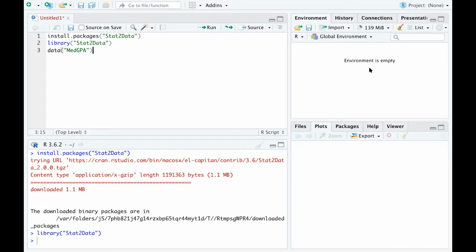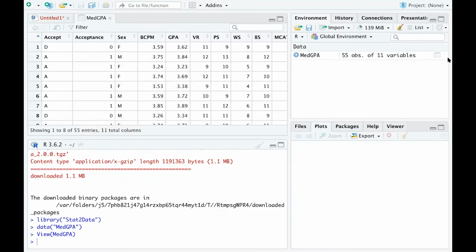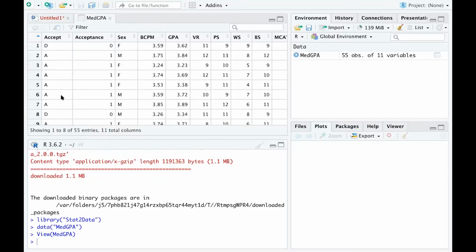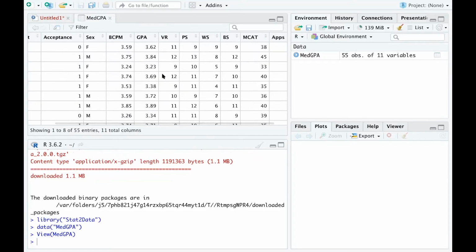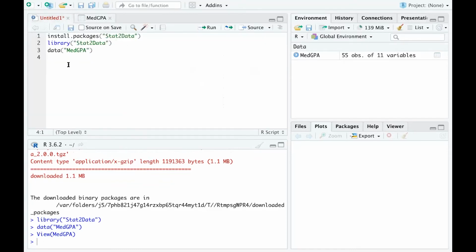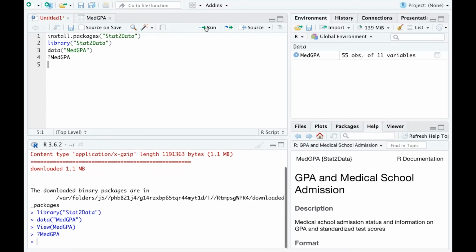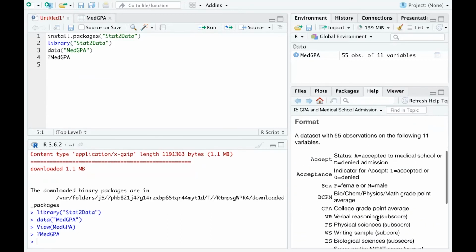You can look at the right side here as you click run. So you can see the data is actually shown here, and you can see we have accept, different letters, acceptance, which is no or yes. And we have sex, BCPM, GPA, a lot of different variables available to us. And one thing you can do is use a question mark on the MedGPA so that you can have an explanation on all the variables we have.